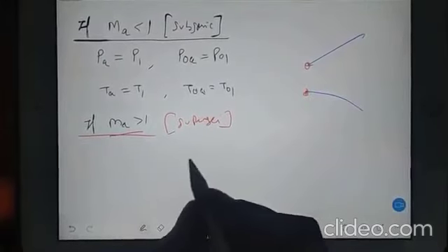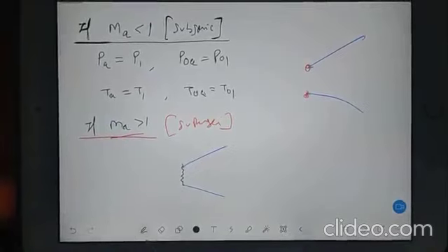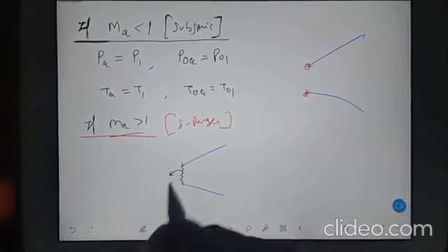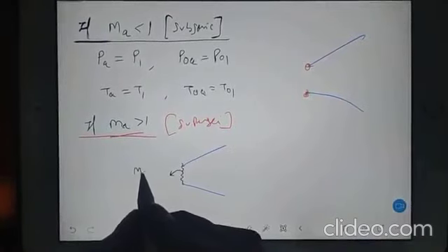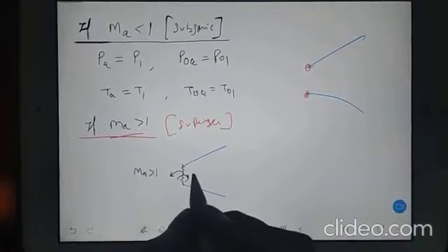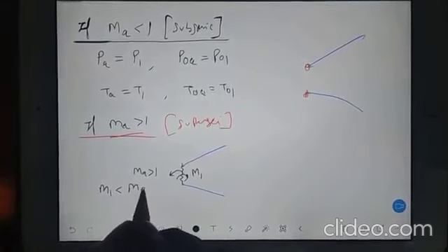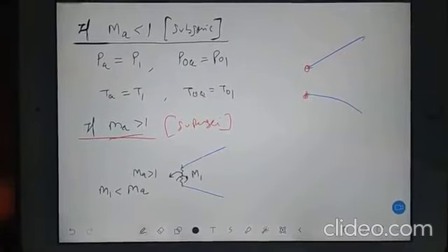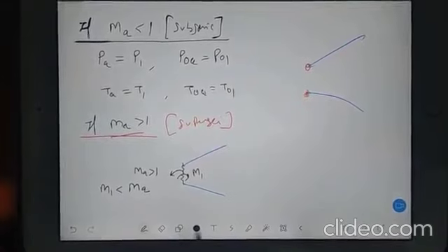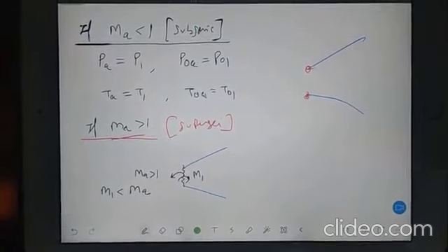Now see, we get a normal shock wave here. Just left side of the shock wave, we have MA which is more than 1, and just right side of the shock wave, we have M1, and no doubt M1 is less than MA. But there is a problem. How to calculate M1? Can anyone suggest how to calculate M1?